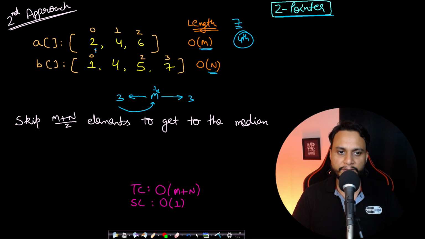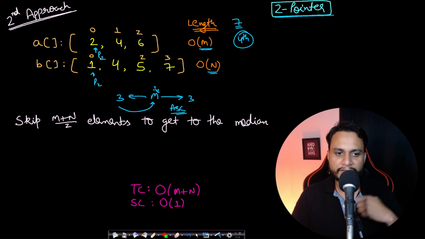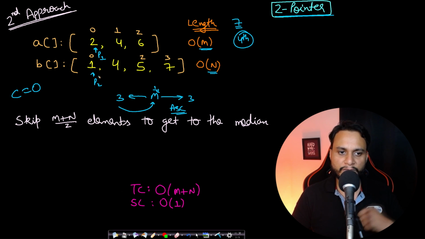And how to do that? You can actually apply the two-pointer approach, take P1 and P2, and since this array is assumed to be in ascending order, you need to keep skipping the elements. You want to skip 3 elements, so keep skipping the elements in ascending order. So let's keep a counter equal to 0. Compare P1 with P2, whichever is smaller, just skip it. So skip P2 to the next element and increment the counter.